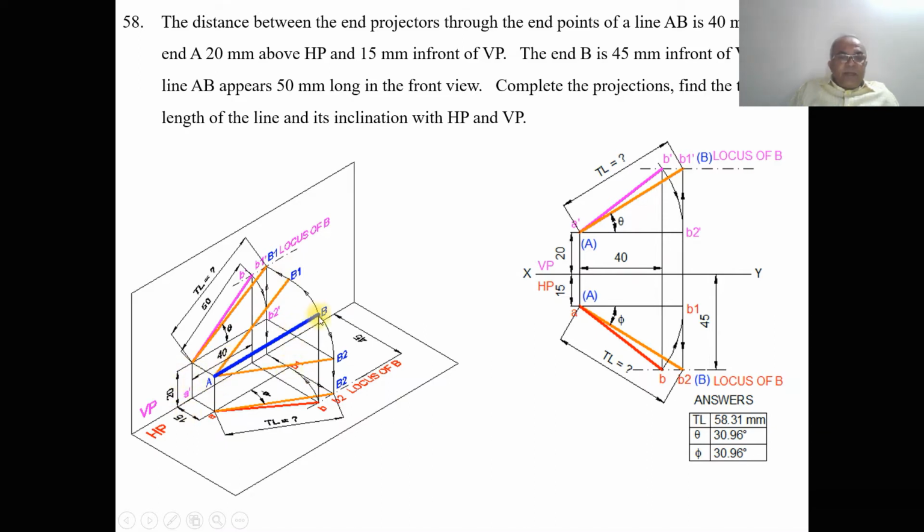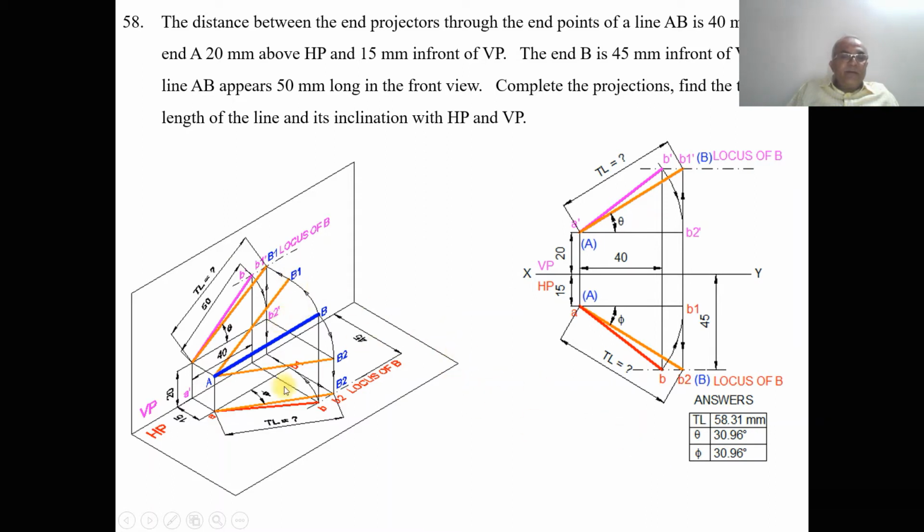As this capital B is projected onto the horizontal plane, once you rotate this, what happens? The image in the horizontal plane is also getting rotated. Both A and B1 are in front of VP by 15 mm. Now the line is parallel to VP. So as the line is parallel to VP, capital A and capital B1 are going to be parallel to VP. Once the line is parallel to VP, you are getting the true length in VP.